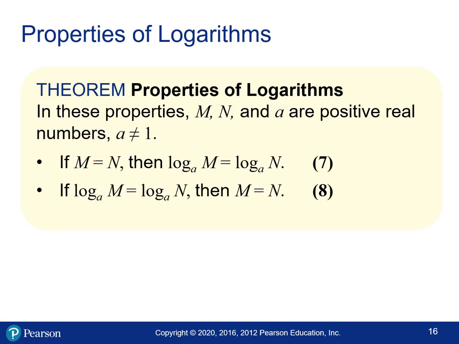So here's one more property for us that's equivalent in both directions. If we know that 2 values are equal to start with, then the logs of those values are equal, as long as the base is the same. And the opposite is true. If log base a of m is equal to log base a of n, then those arguments must have been the same.